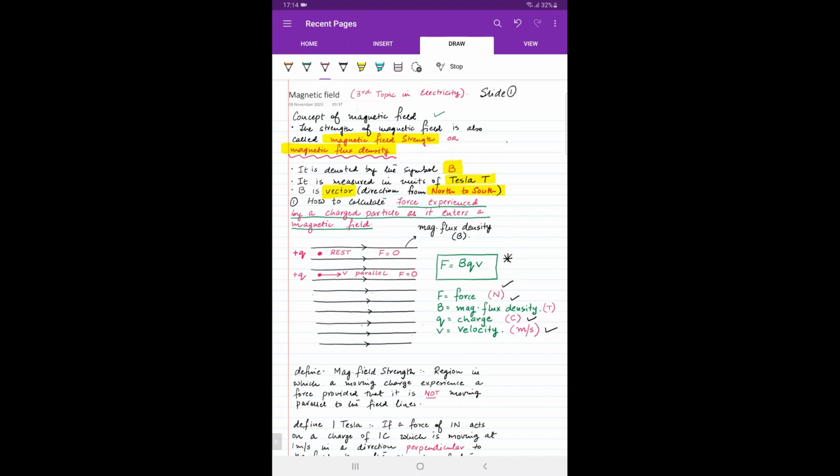ठीक है, so दो cases हो गए. तो पहला scenario, no force is experienced when a charge particle is in a resting position. Second scenario, again, no force is experienced because the charge particle is moving parallel to the field lines. तो ये दो cases हो गए. Third वाला scenario, what if the same charge particle now moves in a manner such that it is perpendicular to the field lines?